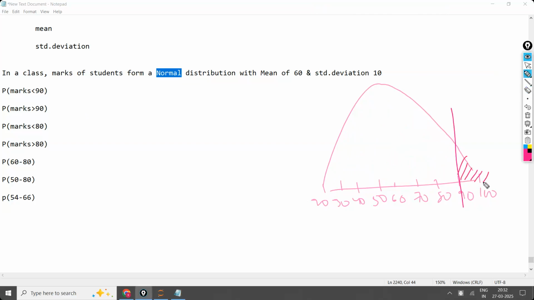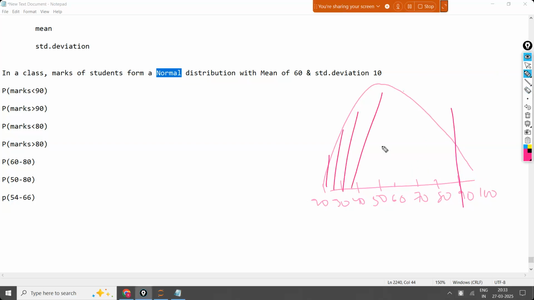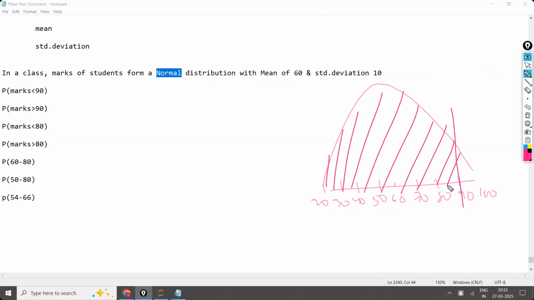This is the one. Now they are asking greater than value or less than value. So what, left side area or right side area are they asking? Left side area. Is that clear, everyone? First point: whenever you see the less than symbol, it is the left side area. Whenever you see the greater than symbol, it is the right side area. Point is clear? Now, what is the left side area you are having? That is less than 90, right?